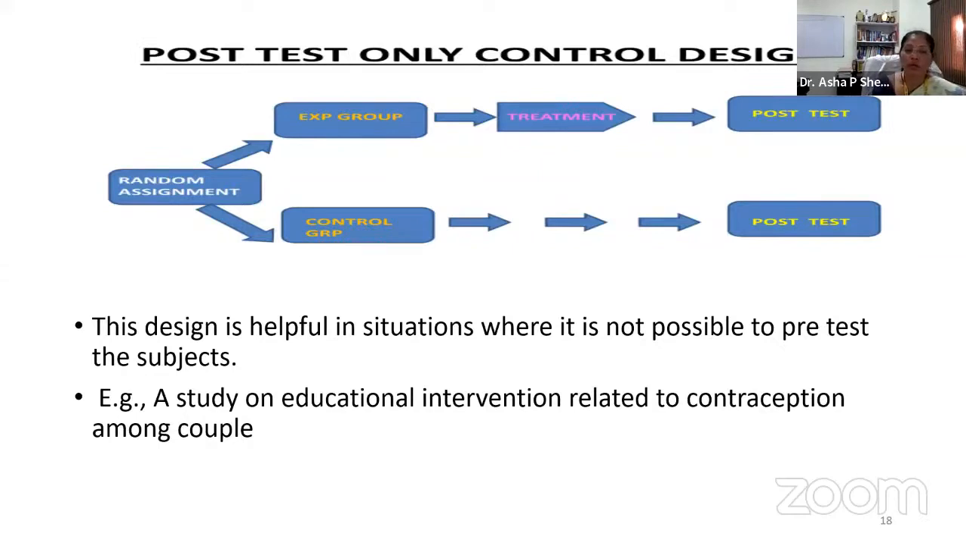For example, if we want to do a study on educational intervention related to contraception among the people, here we may not be able to take the pre-test. So we can give the intervention to the experimental group, and we do the post-test and compare them.